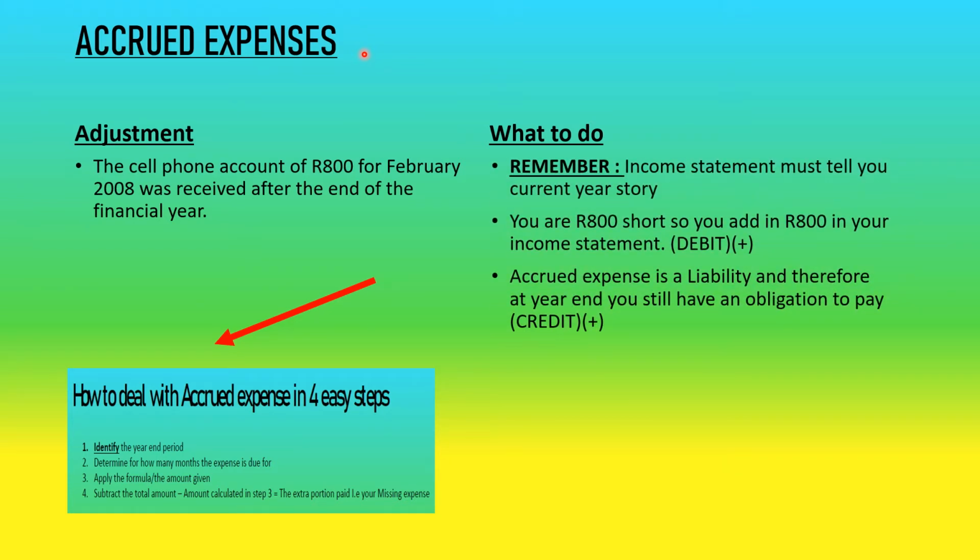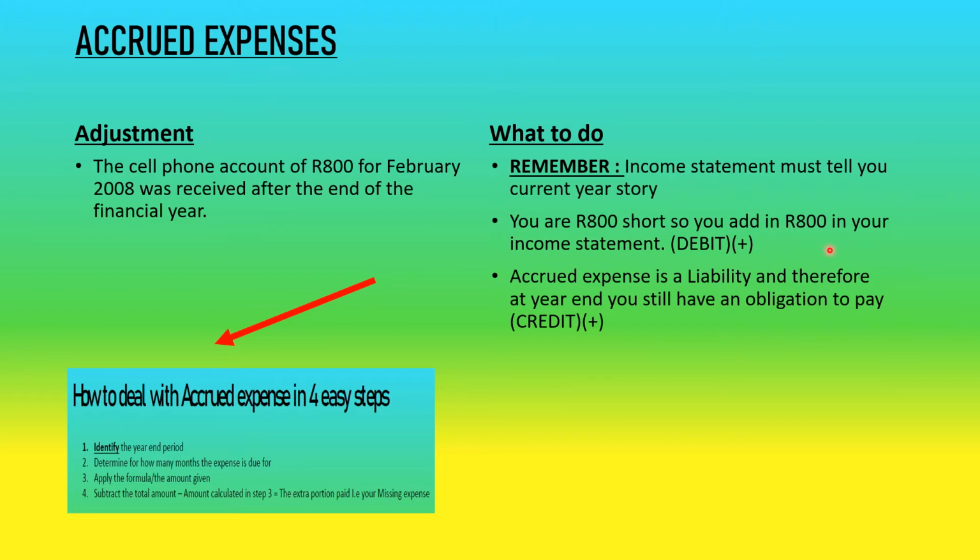So what do we do? Remember, your income statement needs to tell you your story for the current year. You are 800 short in your expenses this year because you have not yet received your bill. So you would actually add 800 Rand of cell phone expenses, and your accrued expense, which is a liability, will now have a credit. If they had asked you to prepare a balance sheet, this is where you would use this portion. But because they've only asked you to prepare an income statement, you need to make sure that 800 Rand of expenses is added to your cell phone account.